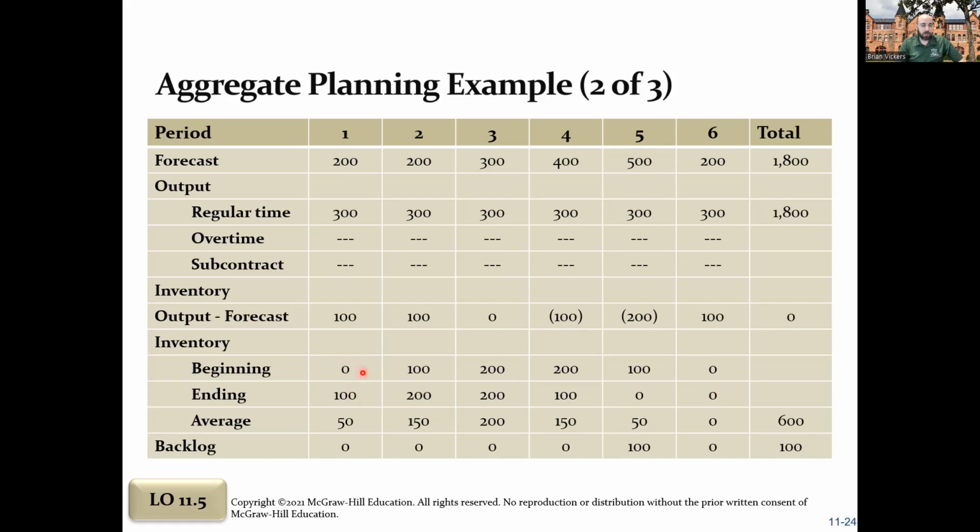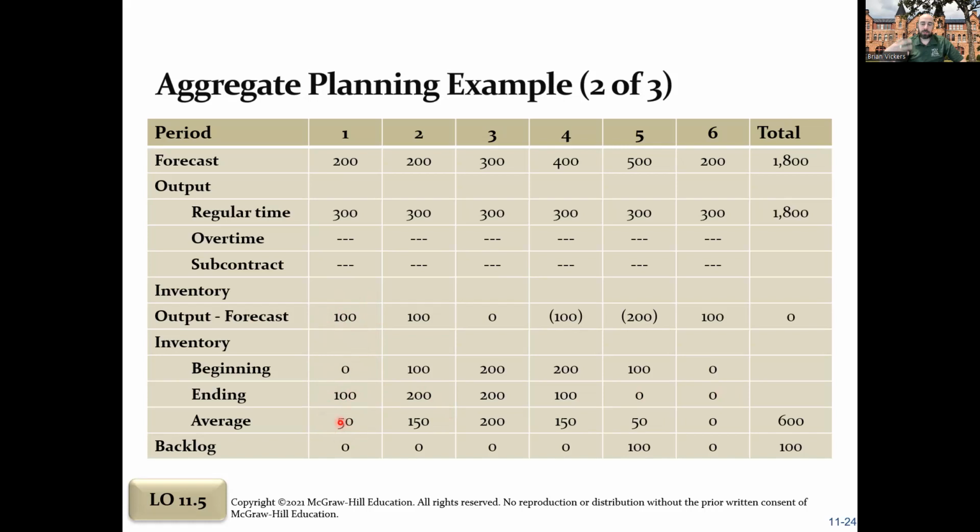Why did we end with 100? Because our contribution for that period was plus 100. So we're going to have beginning inventory plus this value is what we're going to end with. I started with 0. I added 100. I've got 100. The average inventory is going to be the average of your beginning and ending. So this number plus this number divided by 2, or in Excel, you can do an equals average.